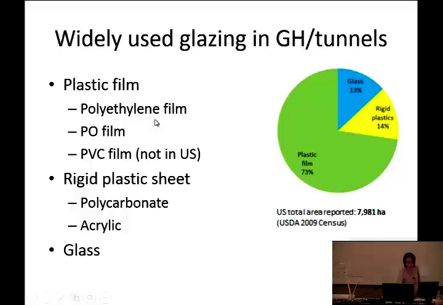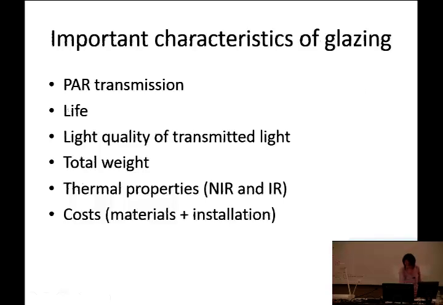For plastic film in the U.S., polyethylene is the very common material. PO and PVC, I don't think we use much in the U.S. in terms of film. And this is a sort of percentage. We have more plastic film covered greenhouses compared to glass or rigid material. All right, and then when you decide on glazing, there are multiple important factors.